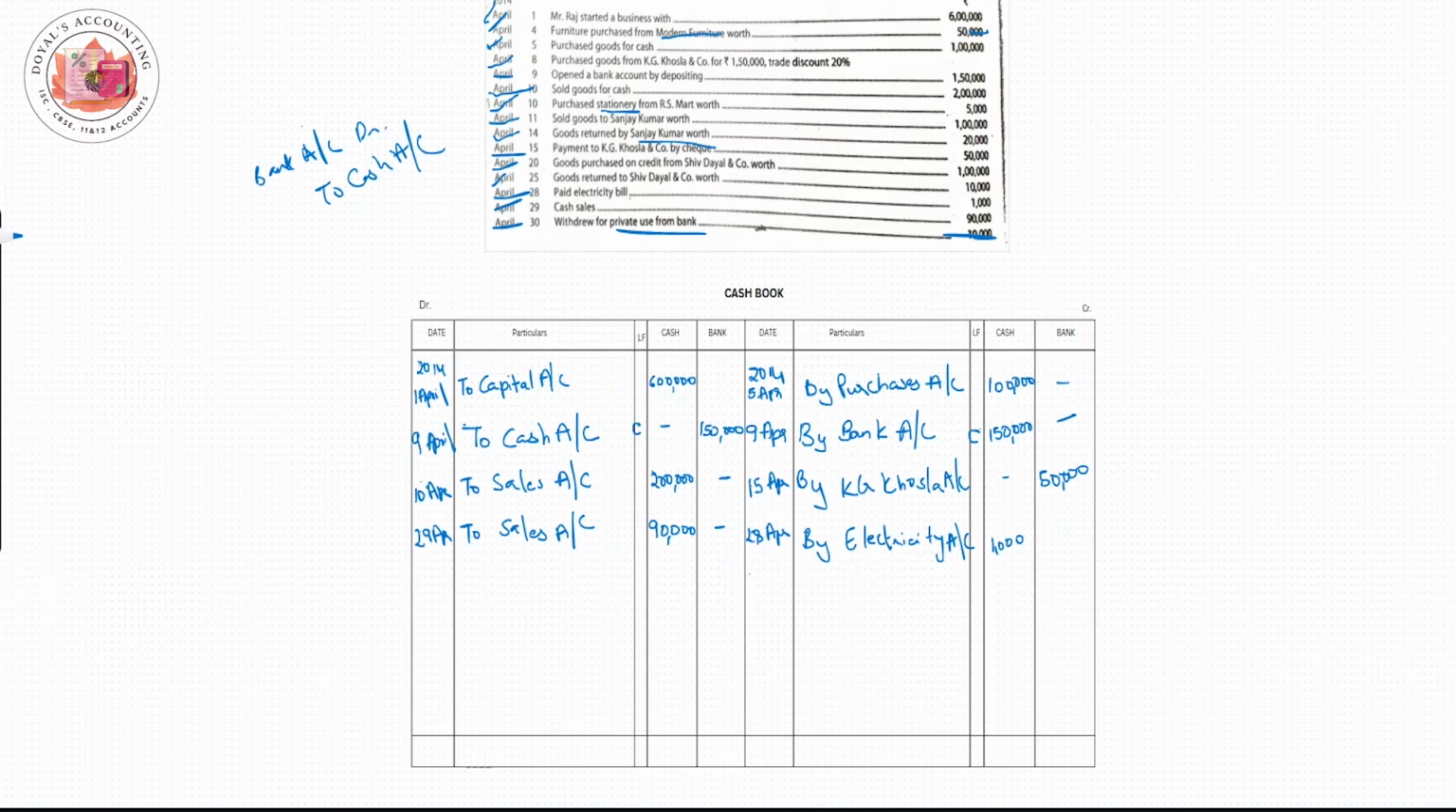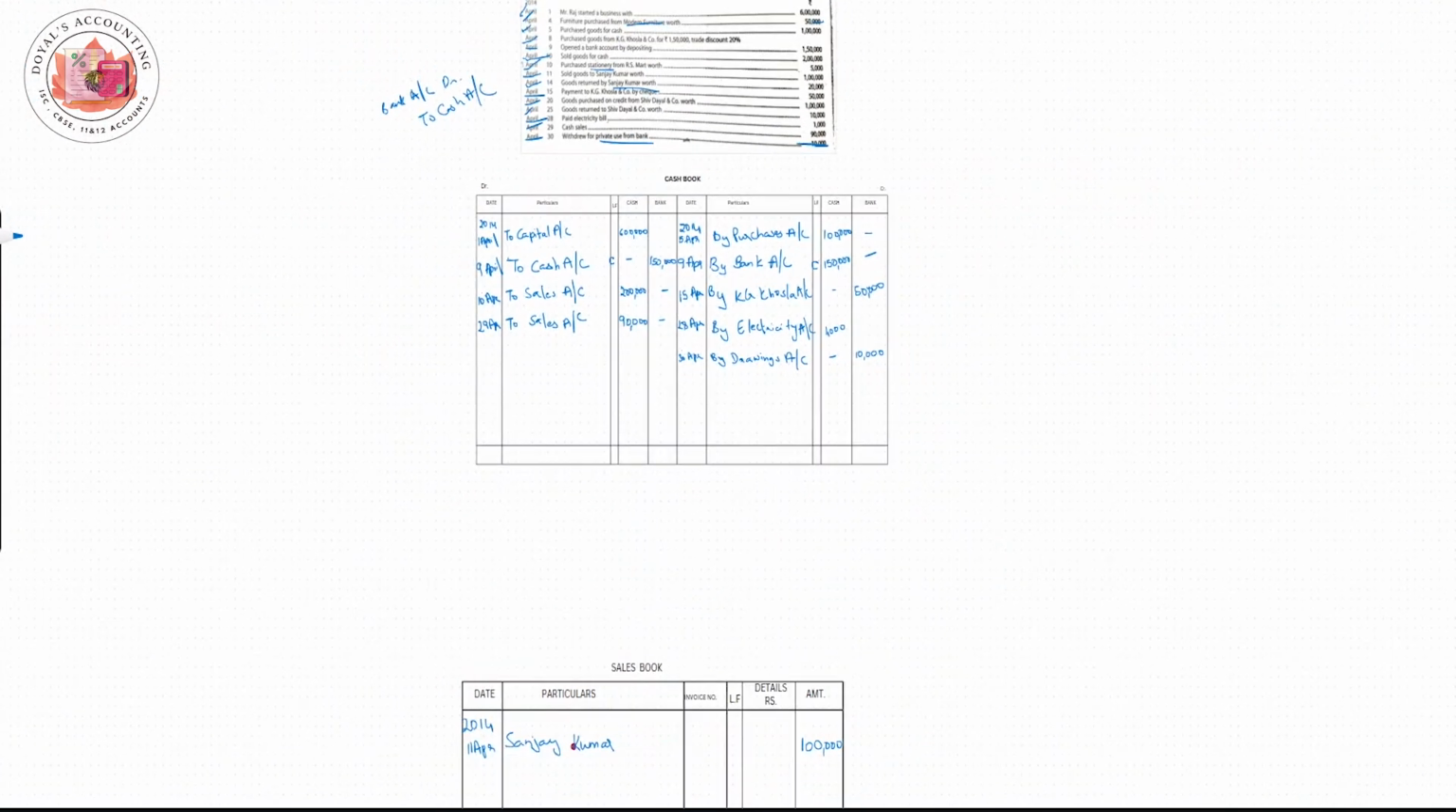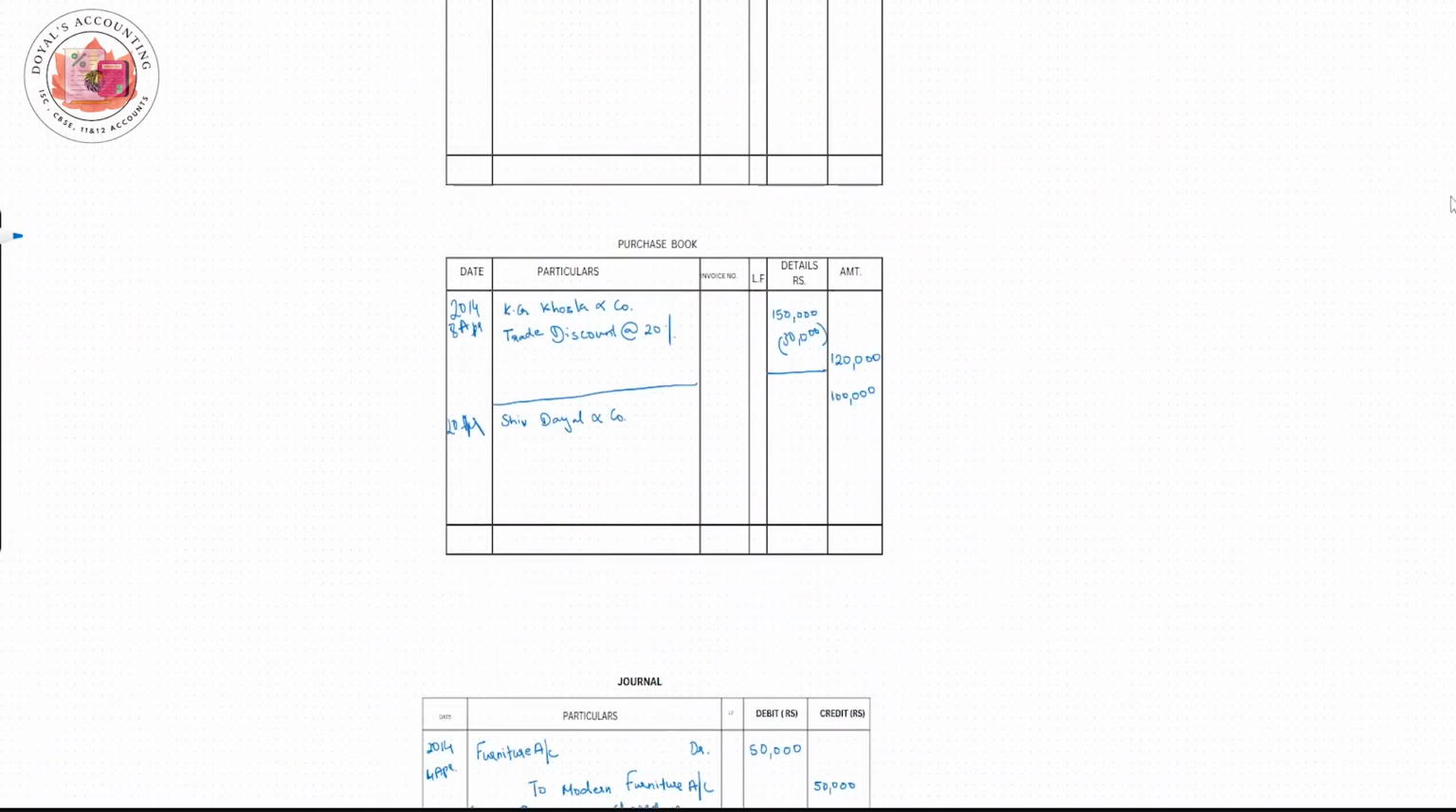So 30th April, by drawings account. In my bank column I will write 10,000. And I will open a corresponding drawings account in my ledgers. Debit side, credit side, drawings account debit, 2014 30 April to bank account rupees 10,000.